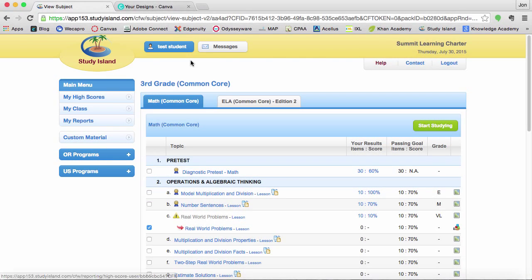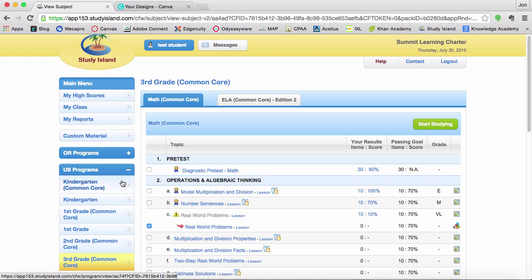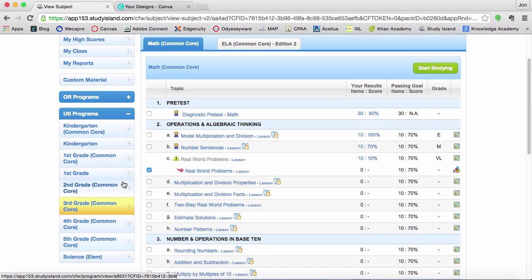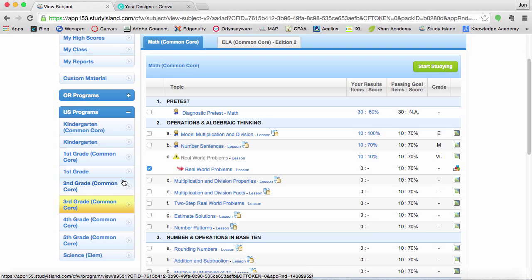All right, so once we're in, your homepage might look very different. What you're going to want to do is go through US programs, and depending on the grade level of your student, you pretty much want to start where you are. So if you have a third grade student, you're going to come down and click on third grade Common Core for US programs. If you have a first grade student, you would click on first grade Common Core.